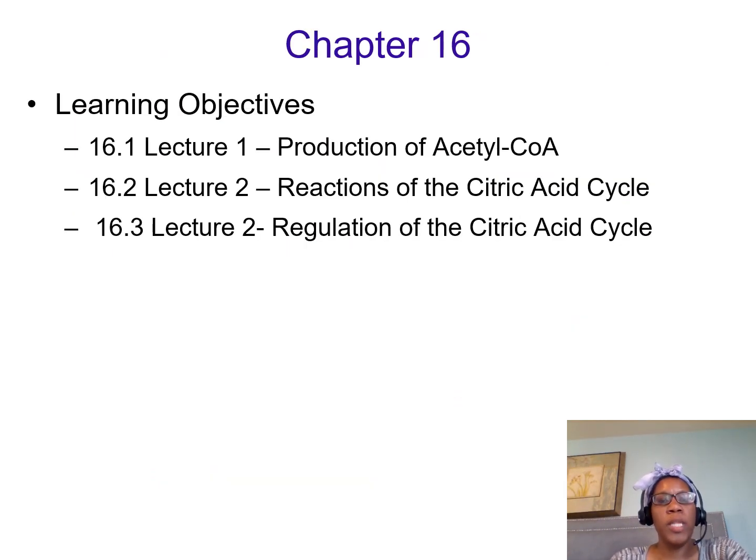Now we reviewed glycolysis. We know we start at a 6-carbon molecule and we end up with 2 3-carbon molecules of pyruvate. And the purpose of going into the citric acid cycle is so that we can get more energy out of that glucose molecule. And so our learning objectives will be broken up in 2 parts or 2 lectures. First, we'll be reviewing section 16.1. It's the production of acetyl-CoA. And it's a very complex process how we actually even get into the citric acid cycle from pyruvate.